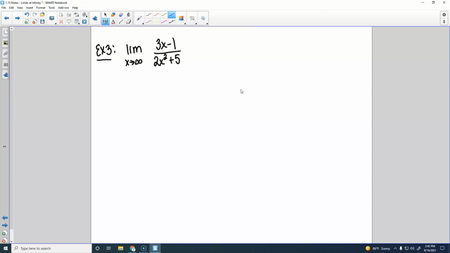Alright, so we're going to do the same thing we did for the last one. You want the highest degree variable from your denominator. X squared. You do not have to use the coefficient with it. Just divide everything by x squared. It has to be from the denominator.